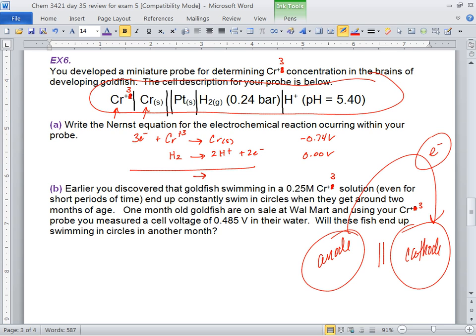So cell notation, you can't mess with it. You have to write what they say as a reactant as reactants in your half reaction. You have to write what the cell notation says is a product. The cell notation says that this is a product. It says that this is a product. So you have to write those as products in your half reactions.